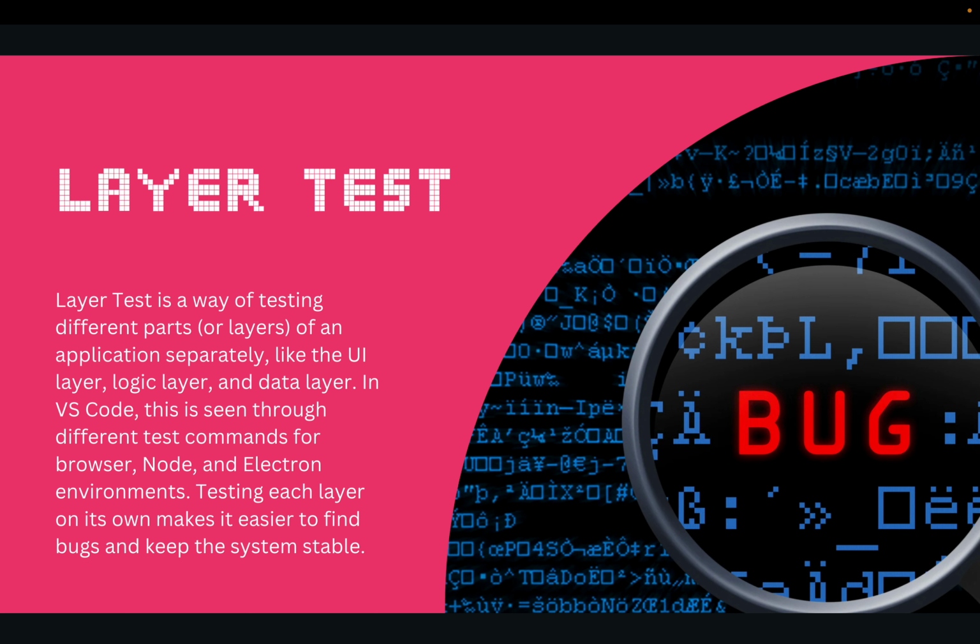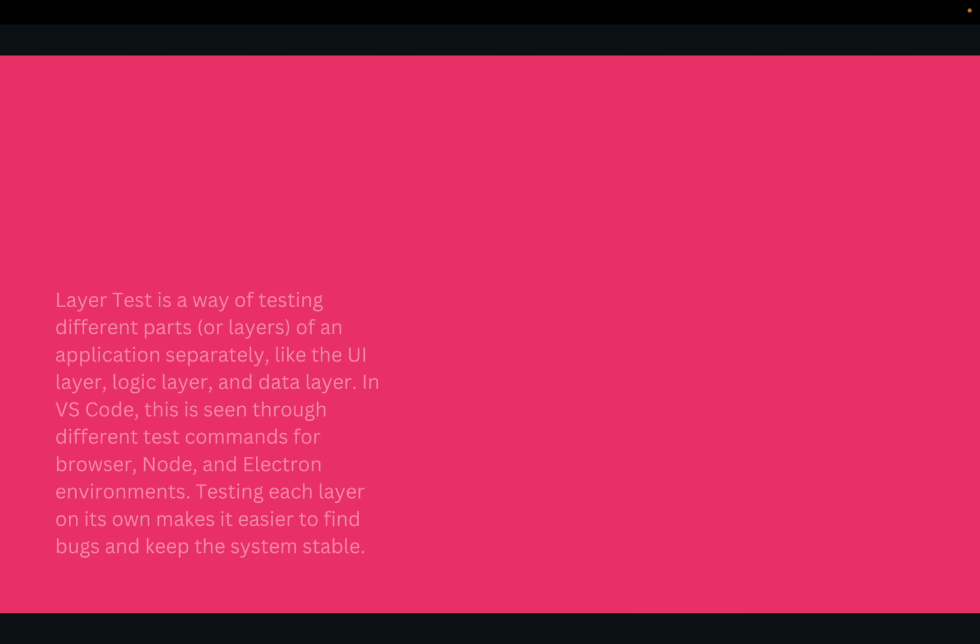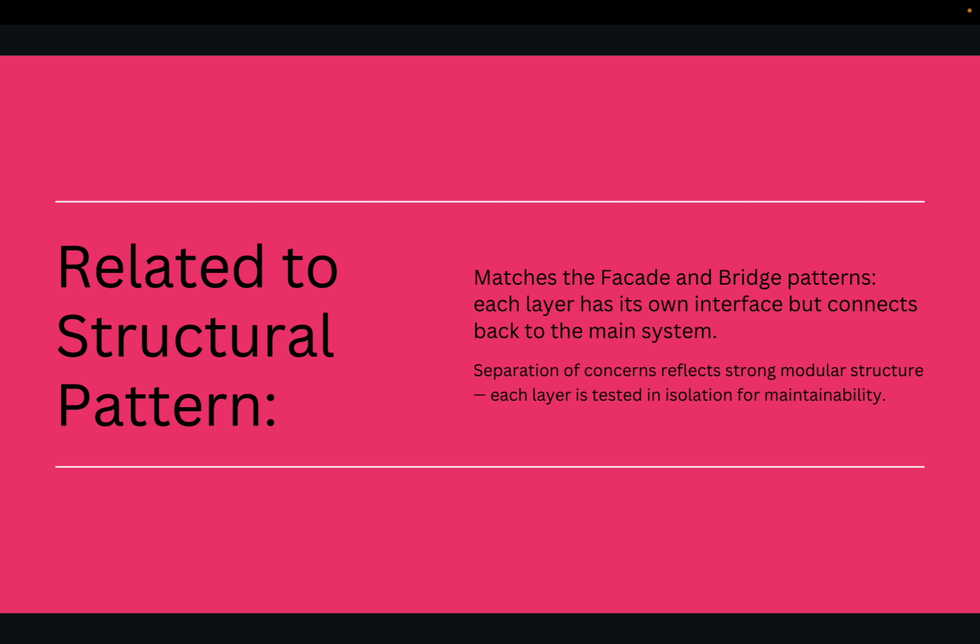So this is testing each layer separately and individually, making sure that each layer works by itself, and it's grounded and robust. And the layer test is related to the structural pattern, actually. So it matches the facade and bridge patterns, where each layer has its own interface, but it connects back to the main system. In the same way in the layer test, we test each of the layers separately, and if that works, then we test them all together later on.